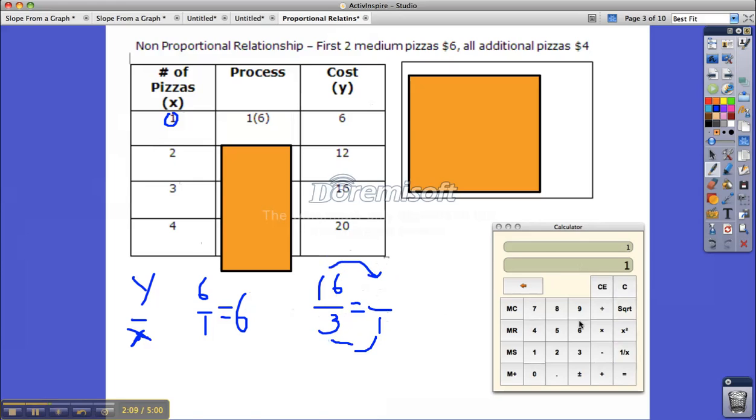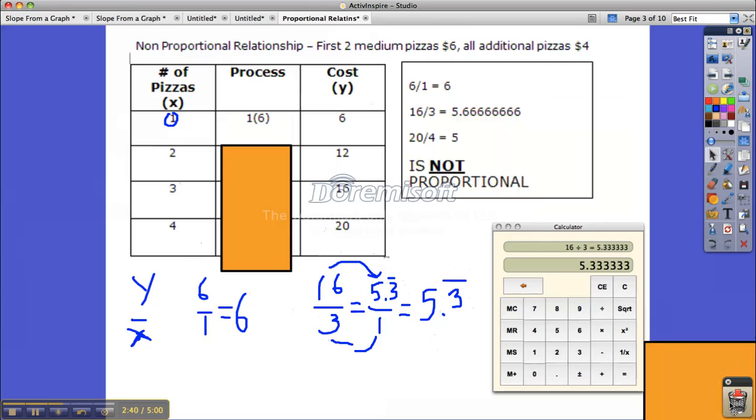So 16 divided by 3 equals 5.3 repeating. Well, 5.3 repeating over 1 means it's just 5.3 repeating dollars per pizza. So that constant of proportionality is not equivalent to this, so that means that this cannot be proportional. So if we look at this information here, 6 over 1 was 6, but 16 over 3 was 5. I said 5.6. I think it's 5.3 repeating.